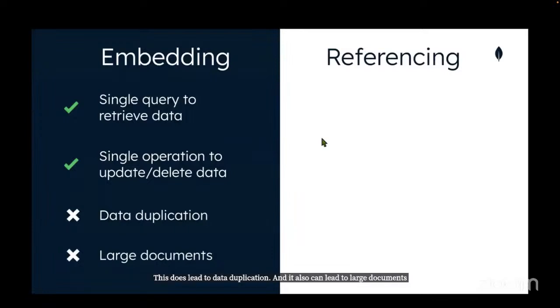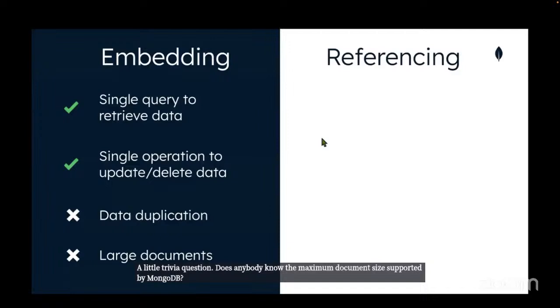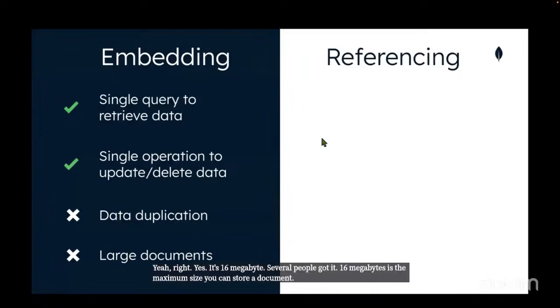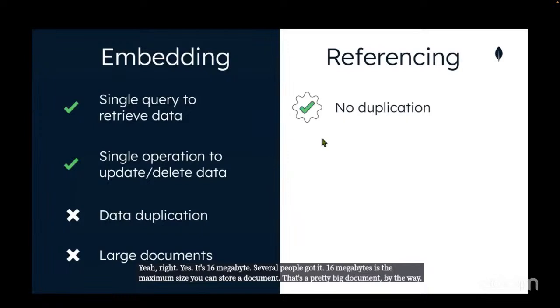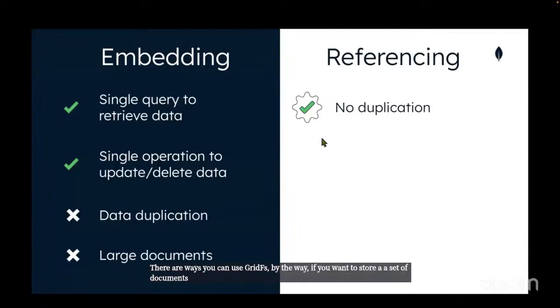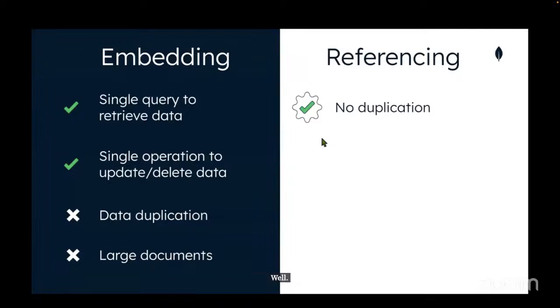I'm going to ask a little trivia question. Does anybody know the maximum document size supported by MongoDB? Yes, it's 16 megabytes. Several people got it. 16 megabytes is the maximum size you can store in a document. That's a pretty big document, by the way. There are ways you can use GridFS, by the way, if you want to store a set of documents larger than 16 megabytes.